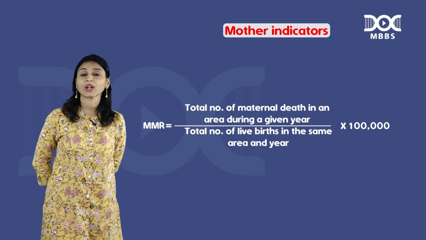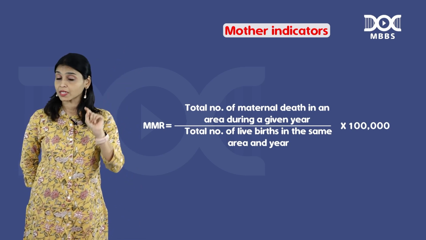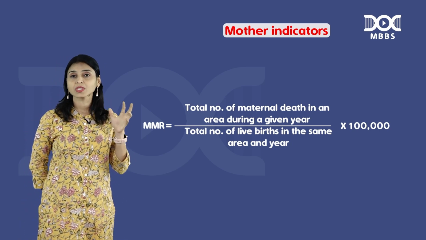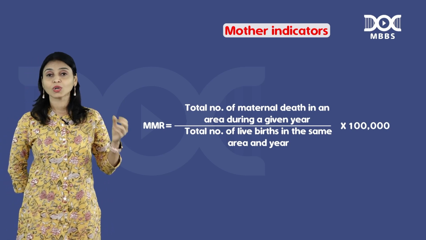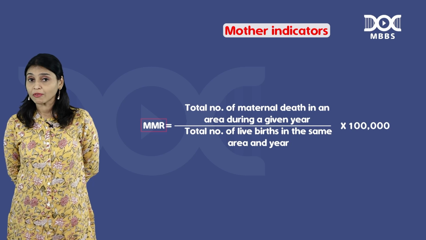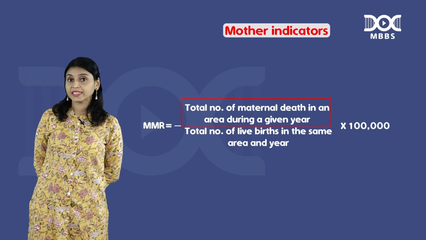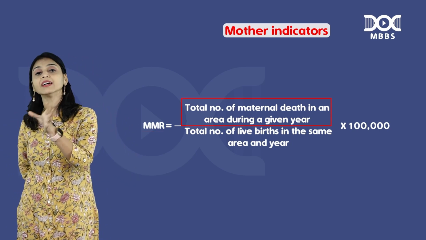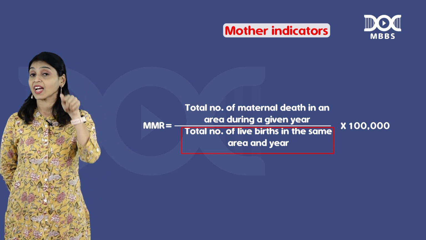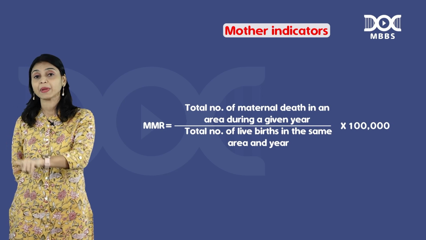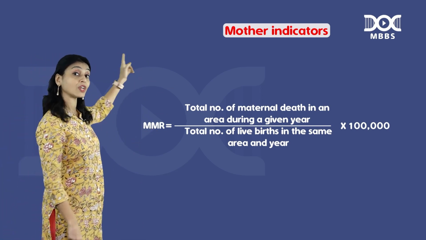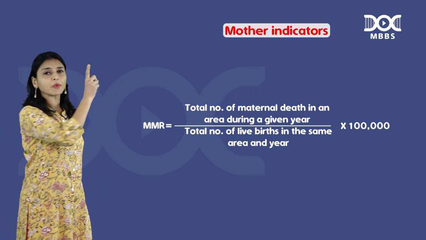So what is the formula for MMR? See, this is important not only for your theory, but even in practicals, you will have to do some problems based on this formula. So let's first understand what it is. The formula for MMR is the number of maternal deaths in an area during a given year divided by the total number of live births which happened in that area in that year, into 1 lakh. I repeat, number of maternal deaths in the numerator divided by number of live births in the denominator into 1 lakh.